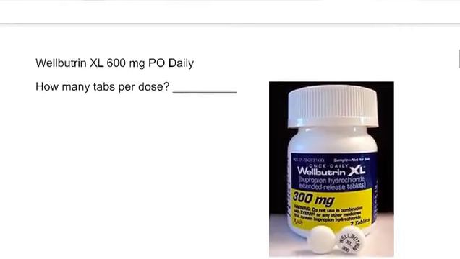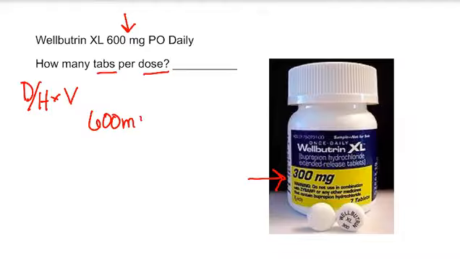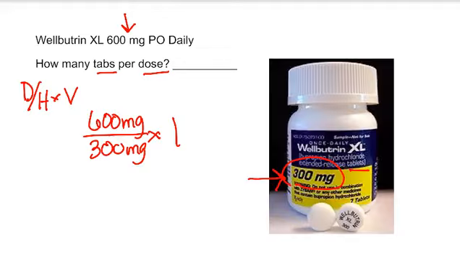Okay, next question. Tabs per dose. All right, what do I need to know to answer that question? I need to know my doctor's order and I need to know the concentration on my label. So this is going to be a D over H times V question. So my D, my doctor's order, 600 milligrams. And what do I have? I have 300 milligrams times one tablet.